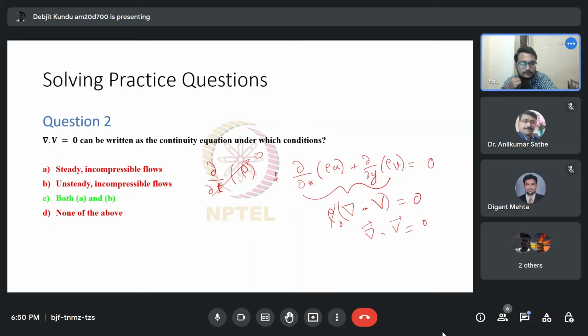Is that clear? In option B, unsteady, how does it become 0 then? Yeah, since we're considering incompressible flows, what happens in incompressible flow? That rho equals rho naught. So rho naught is a constant with respect to time as well. So that's why this dou by dou t of rho goes to 0.